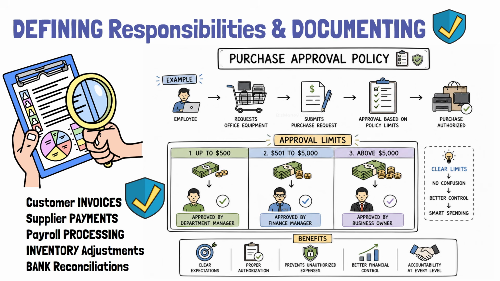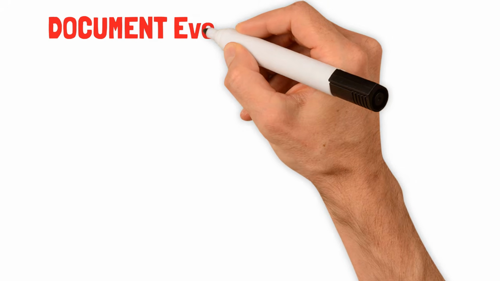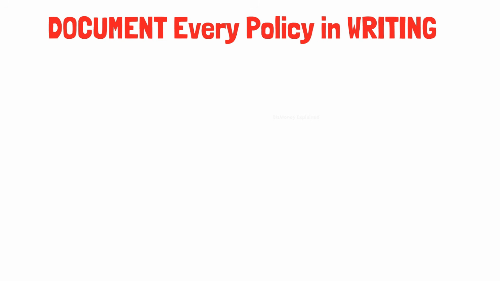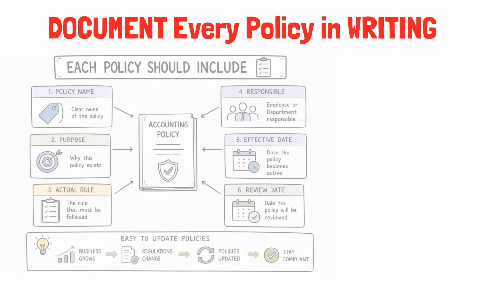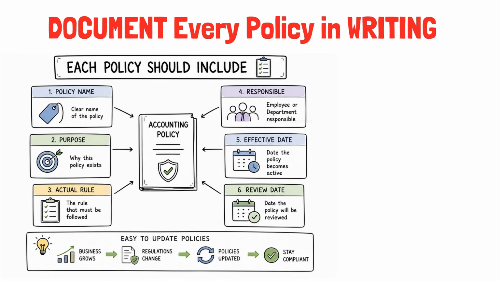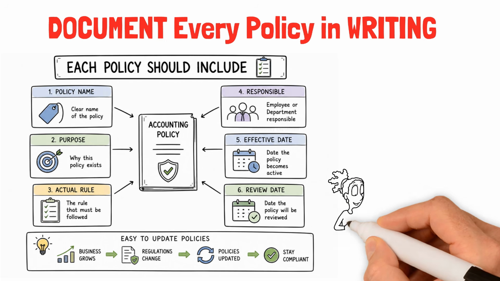Once your responsibilities have been defined, document every accounting policy in writing. Your document does not need to be lengthy. A simple one-page format often works well. Each policy should include the policy name, its purpose, the actual rule that must be followed, the employee or department responsible, the effective date, and the review date. This makes it easy to update policies as your business grows or regulations change.